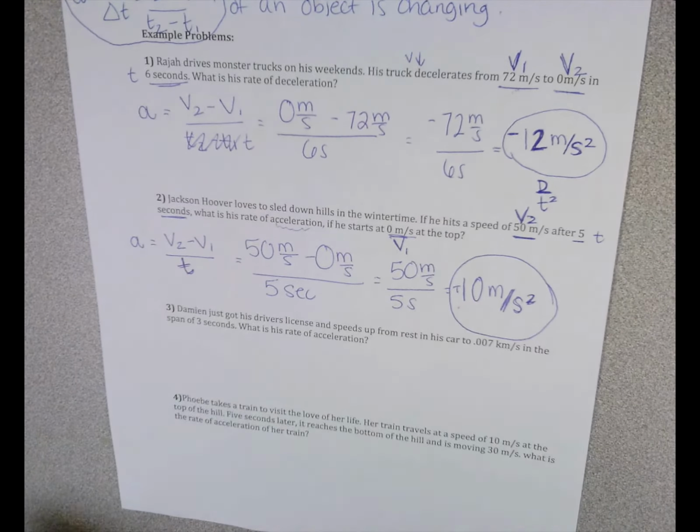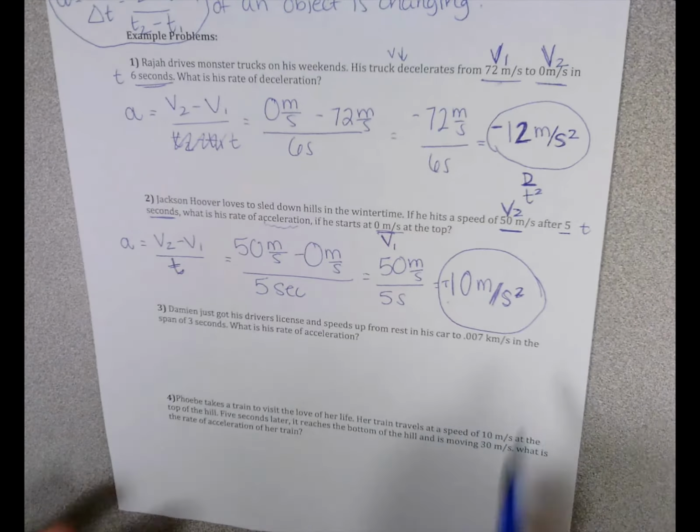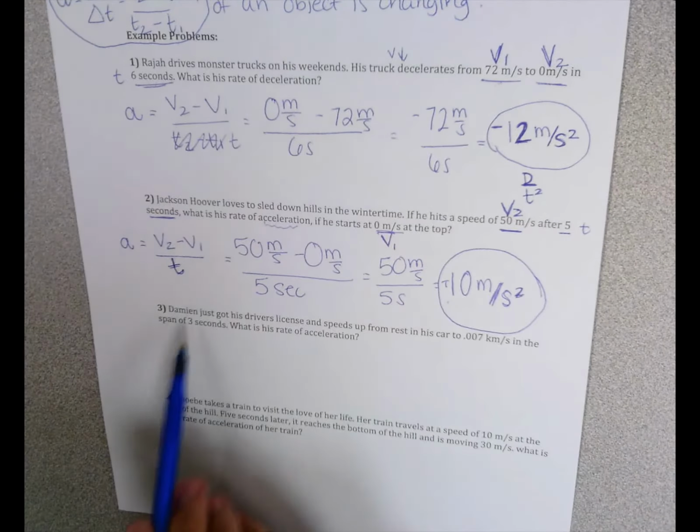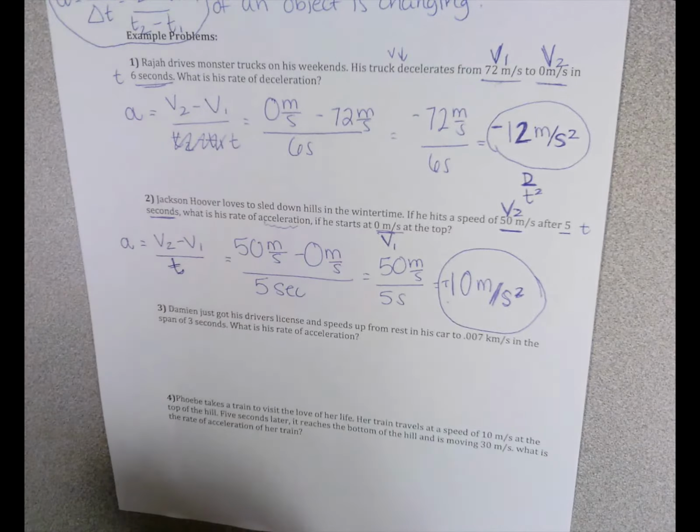Alrighty, number 3. Damien just got his driver's license. Congratulations, Damien. And he speeds up from rest, and rest is 0, to 0.007 kilometers per second in the span of 3 seconds. What is his rate of acceleration?